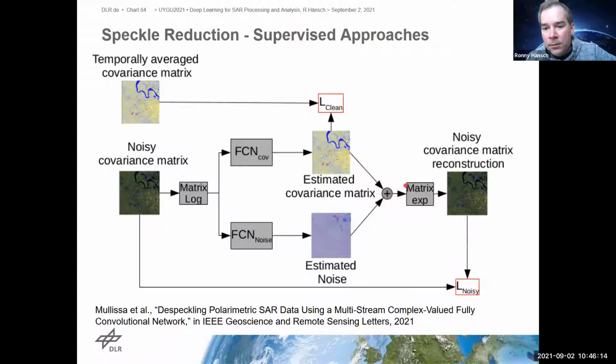They take the exponential again to go back to the original domain. And then we have the reconstructed image. And we want this reconstructed image to be as close as possible to the original image, right? And on the other hand, we want this denoised image to be as close as possible to our target image. And also here they use a database where the target image is coming from a temporally averaged image stack. And then you train this neural network, and that works quite well.